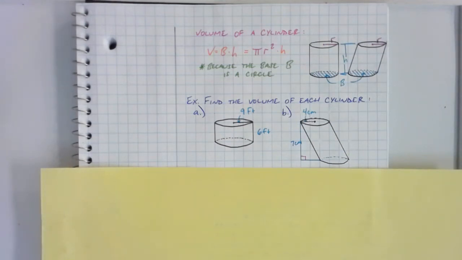All right, clip number 3 of Chapter 11, Section 4 notes. In this clip, we're going to tackle the other namesake to Section 4, being the volume of a cylinder.